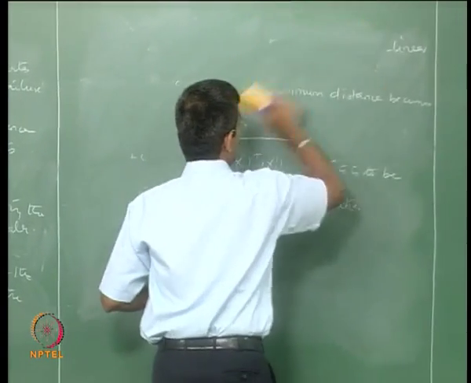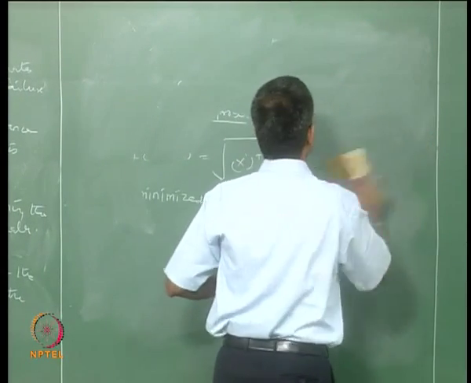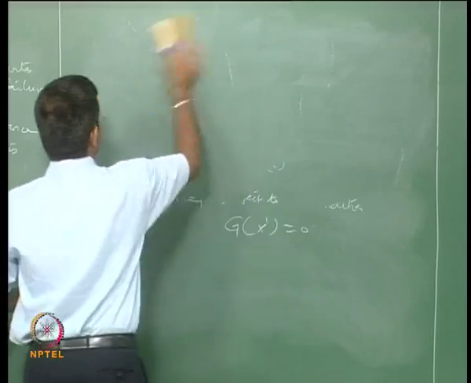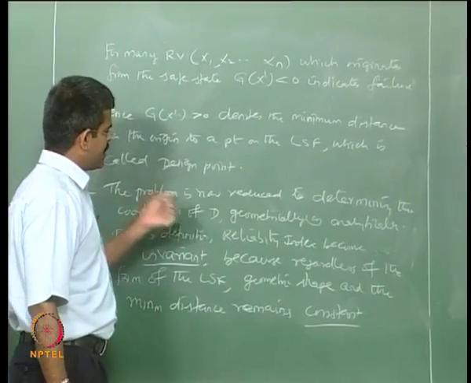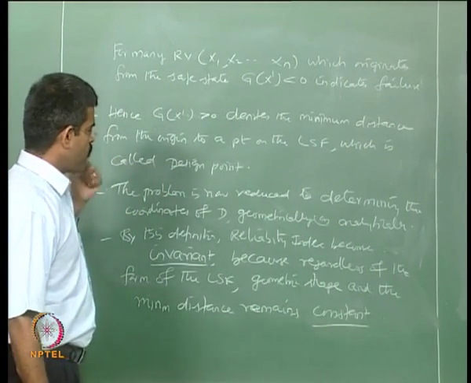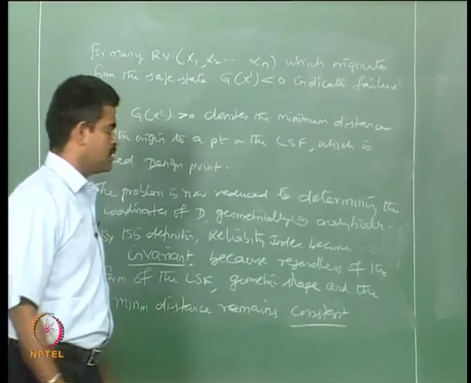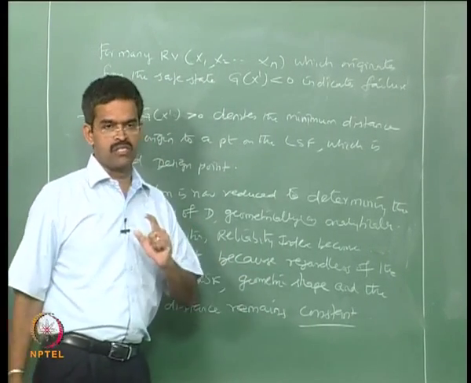The one which was a difficulty in FOSM is now handled by Hasofer-Lind by a different technique, because now by obtaining the coordinates of this point D, for any form of the geometric shape of the limit state function, the minimum distance will remain constant, has to remain constant.